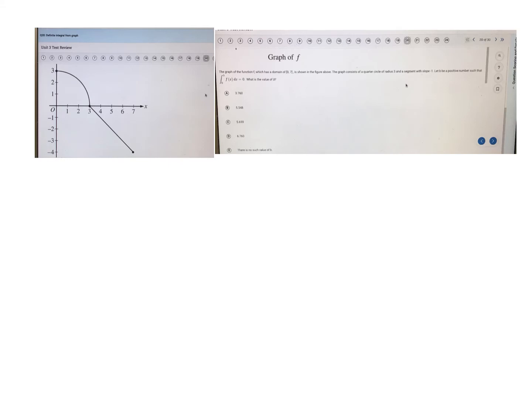All right, we are going to look at problem number 20. This is one that has been asked a few times on the review, and it says the graph of the function f, that's what that picture is on the left, which has a domain of 0 to 7, is shown in the figure. The graph consists of a quarter circle of radius 3 and a segment with a slope of -1. Let b be a positive number such that the integral from 0 to b equals 0. What is the value of b?